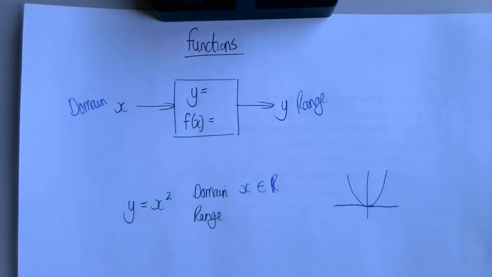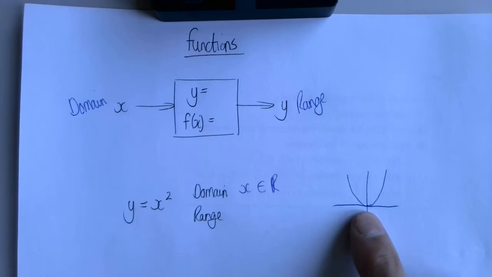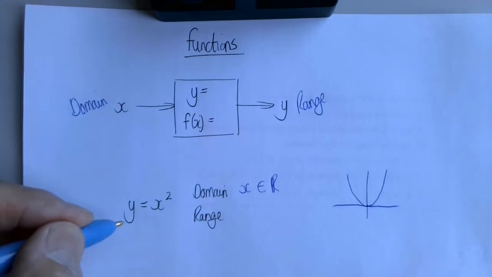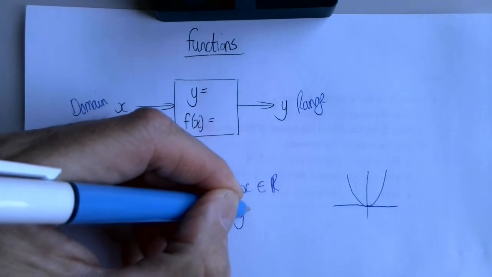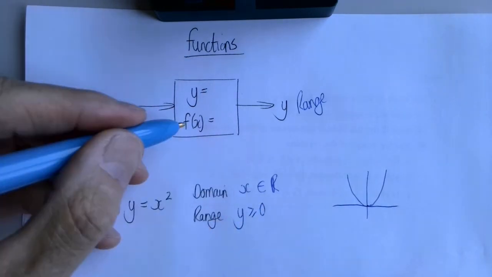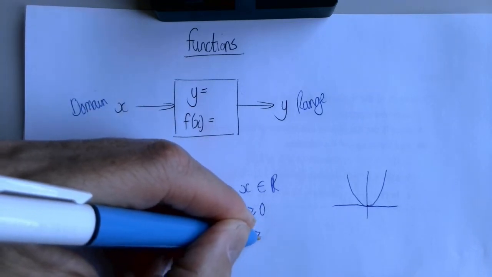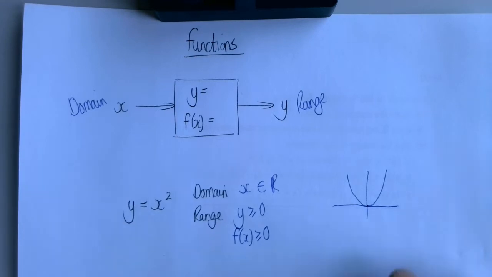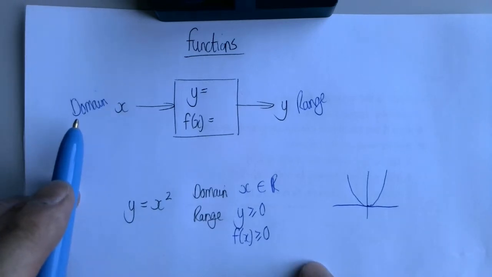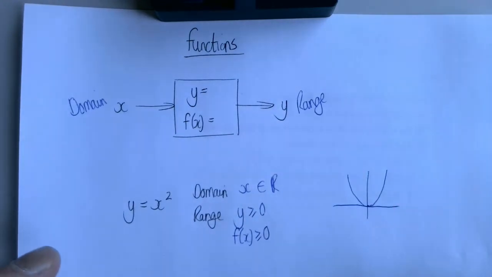What y values do I get out of this function? Well, I never get negative values when I square, so it's always going to be greater than or equal to 0. So the range, if the function is described as y equals, we would say y is always greater than or equal to 0. Or if it had been described using f of x notation, we would say f of x is greater than or equal to 0. And a sketch, or using a calculator, is the secret to working out the range. It's nice and easy once you've done that. So the domain, the numbers I can put in, the range, numbers I can take out.